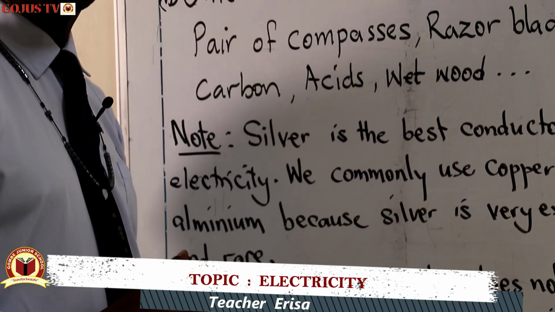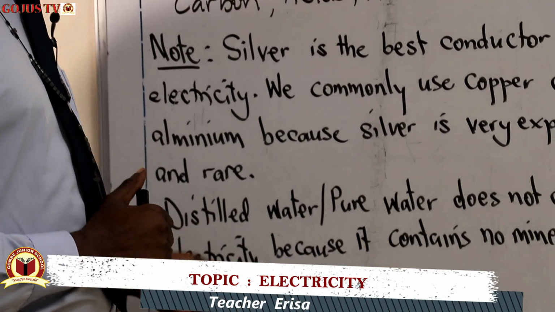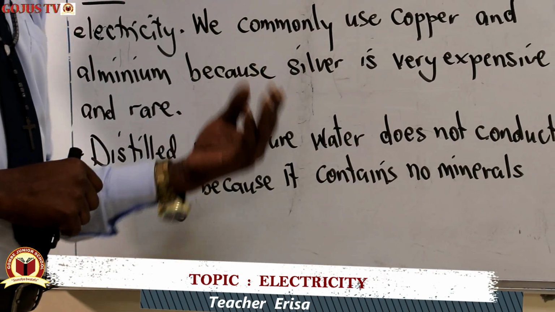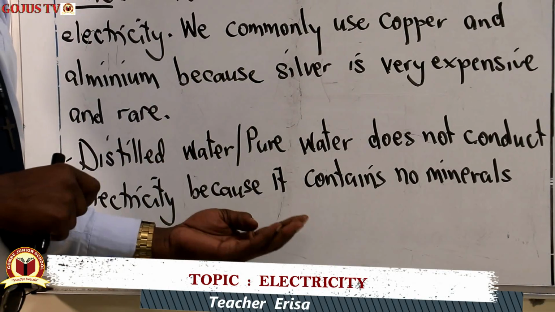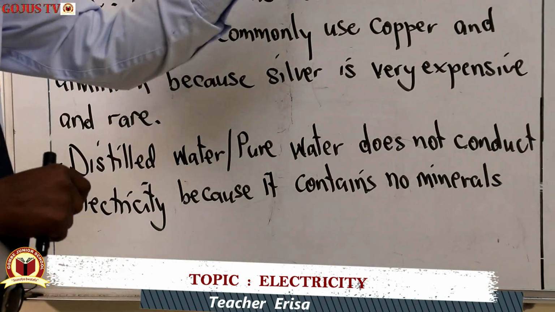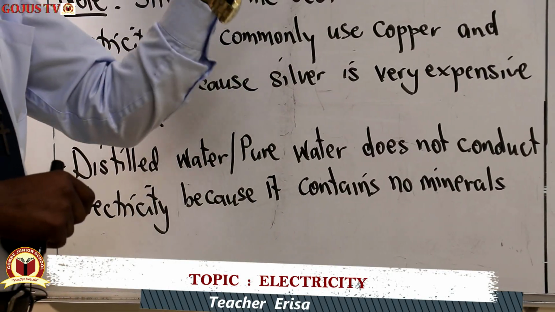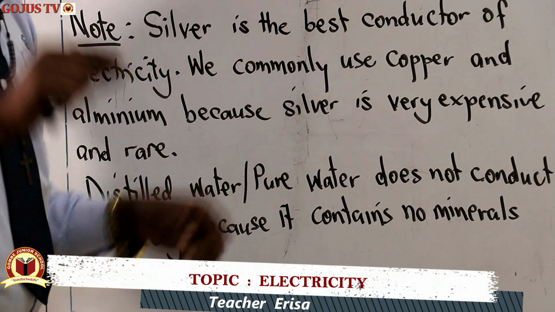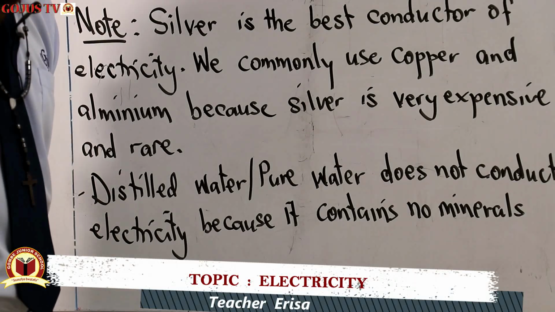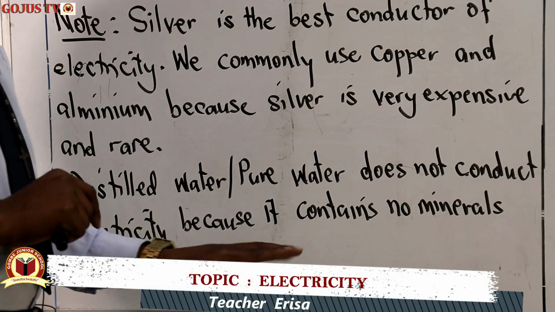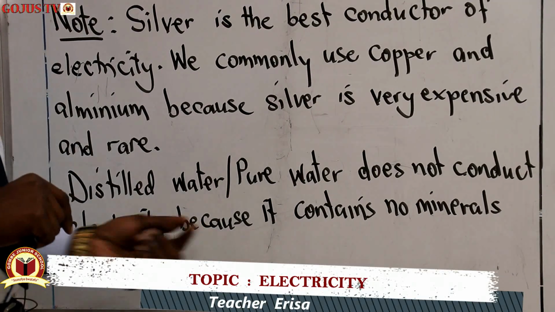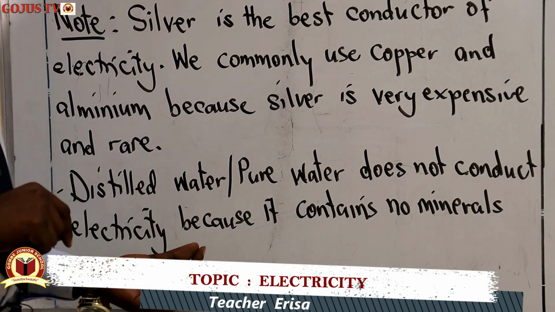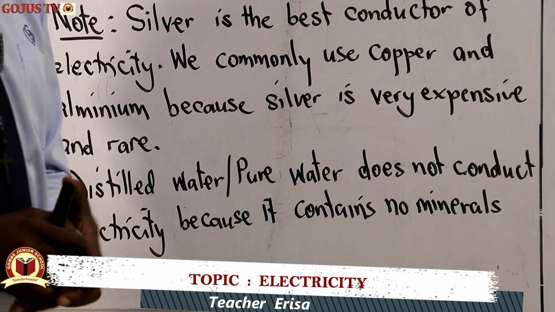Distilled water does not conduct electricity because it contains no minerals. Distilled water or pure water contains no mineral, and that is why wet wood, which contains a mineral, can conduct electricity. Dry wood contains no mineral, so it does not conduct electricity. So distilled water or pure water does not conduct electricity because it contains no mineral.